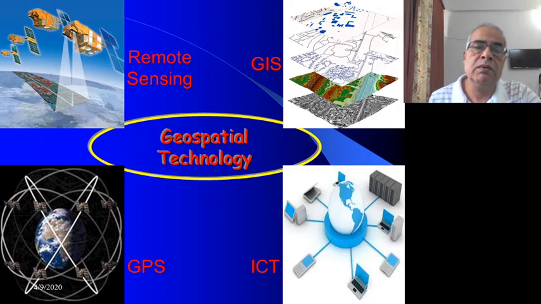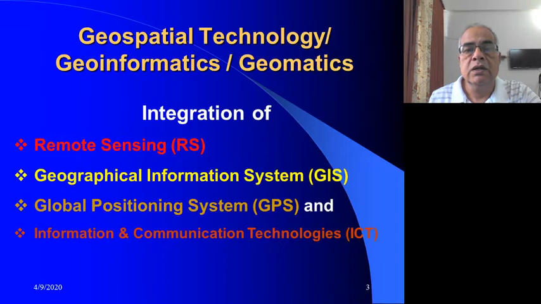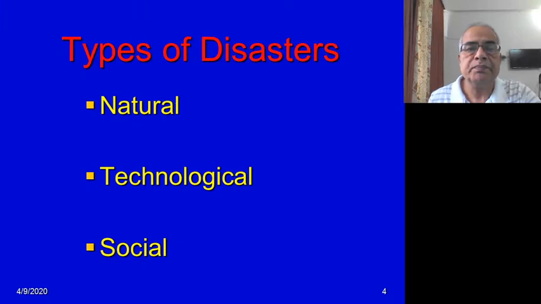Geospatial technology is also known as Geoinformatics or Geomatics. It is the integration of all these 4 technologies: remote sensing, geographical information system, global positioning system and information and communication technology. We will try to understand the role of these technologies for the mapping and management of disasters.